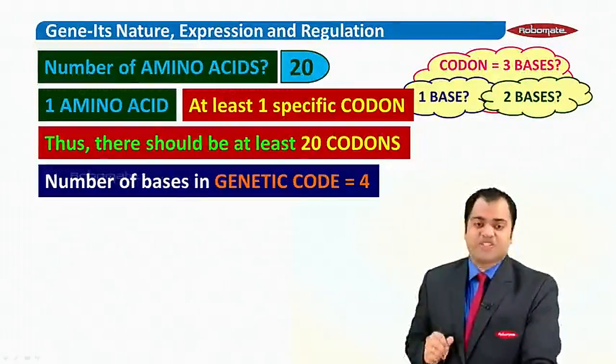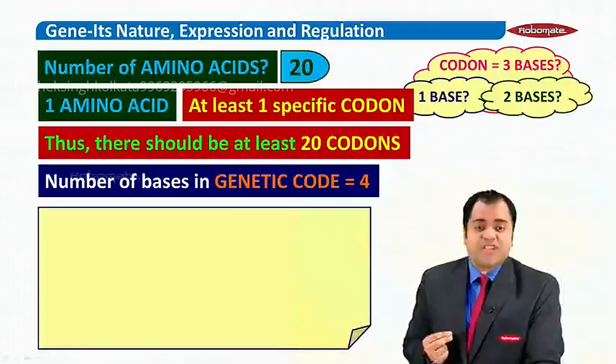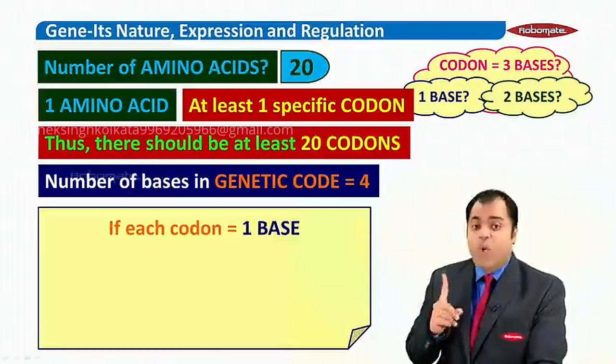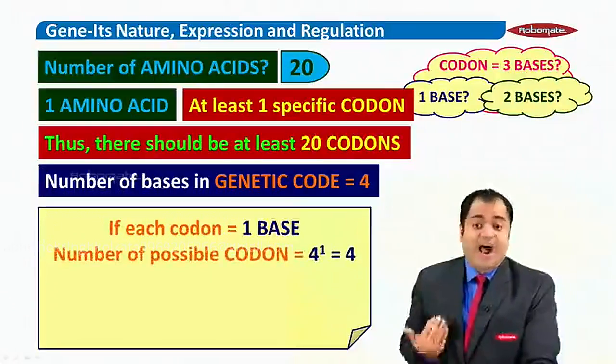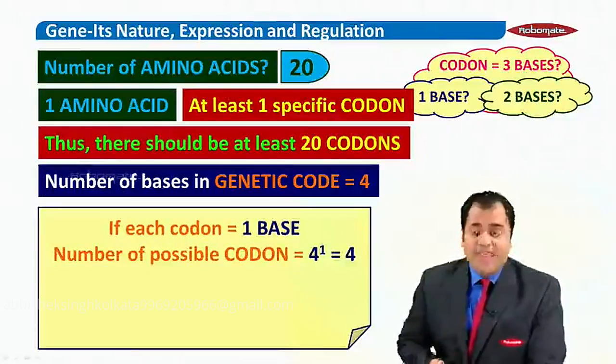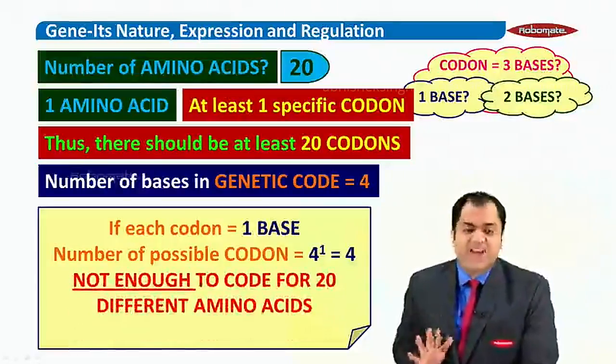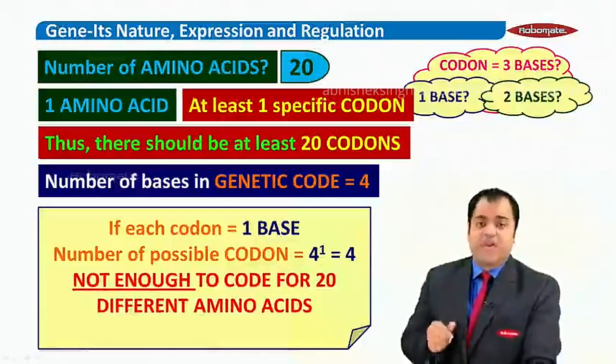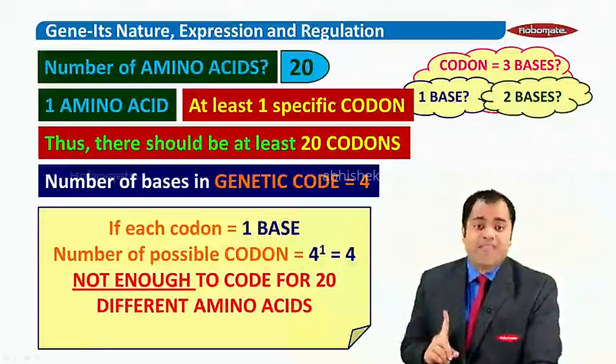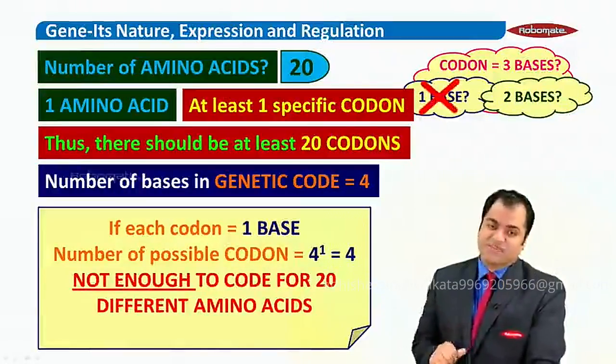So let us see the situations here. Now imagine if the codon was made up of only 1 base. Then how many possible codons would you have? It will be 4 raised to 1, which is only 4. This is not enough to code for 20 different amino acids. So 1 base per codon is not possible.